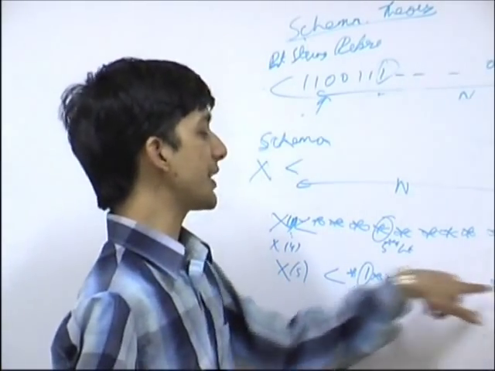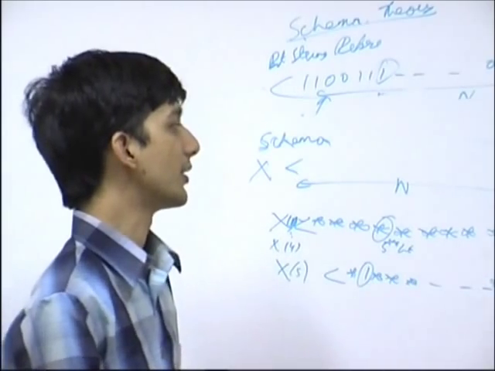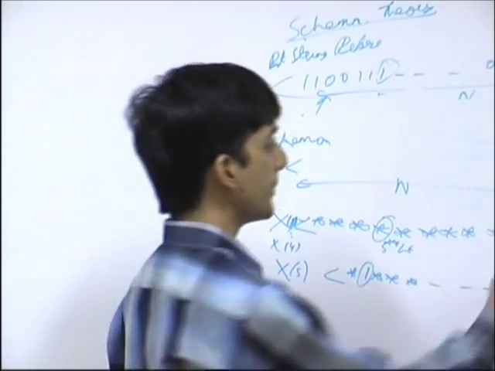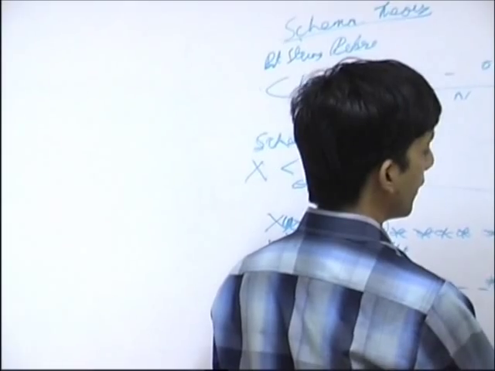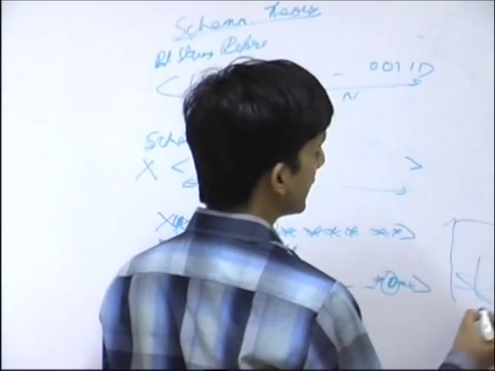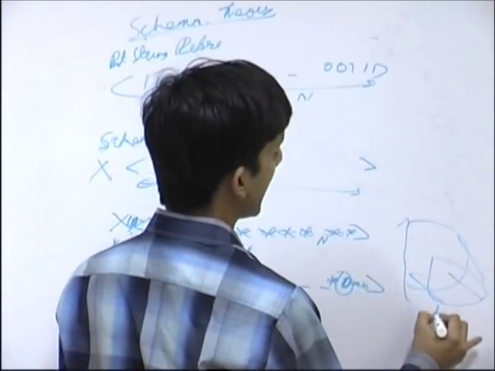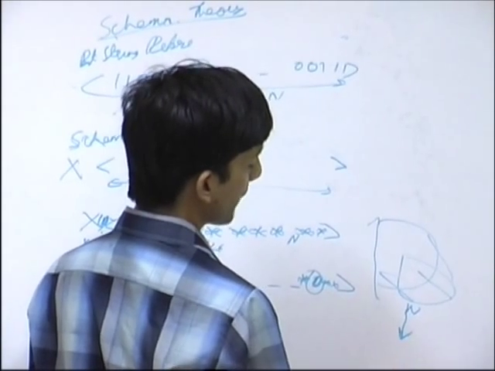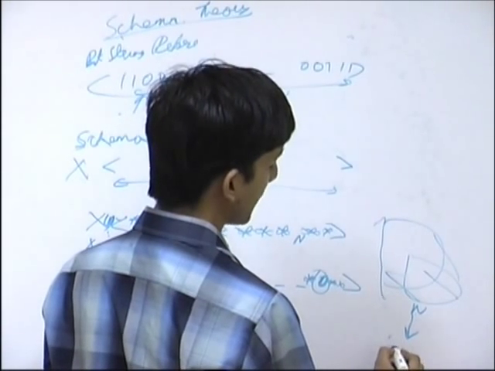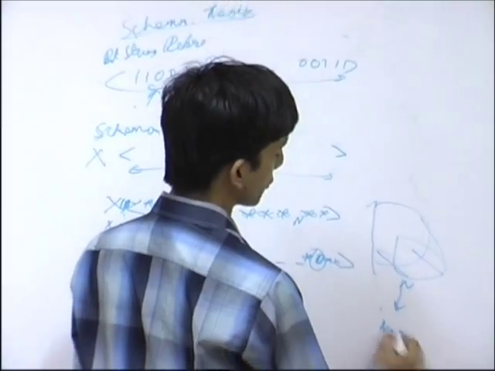So eventually 2 bits have been placed over here. What it means in our hypercube is that earlier the dimension of this hypercube was n. Now this hypercube has been streamlined to another hypercube of dimension n minus 2.